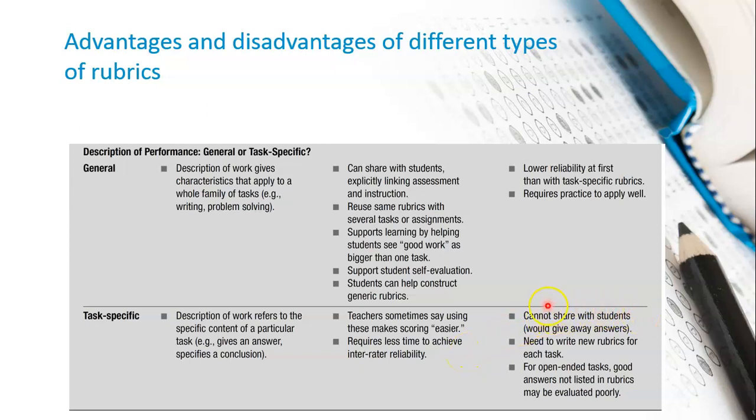However, the disadvantage or weakness of this kind of rubric is that once you share it with the students, it is actually the answer. So you give away the answers to the students, because task specific is specific content. Each task may involve different content, so you have to make a new rubric, or have a specific rubric for each task.